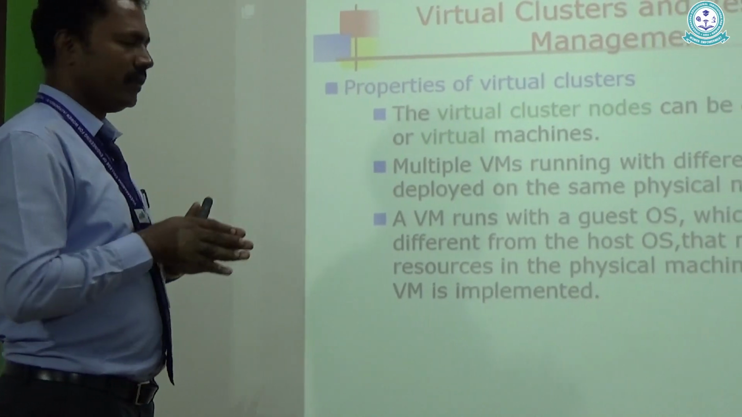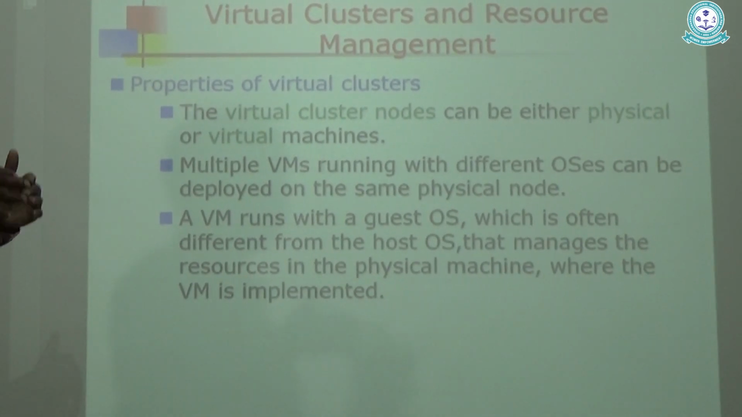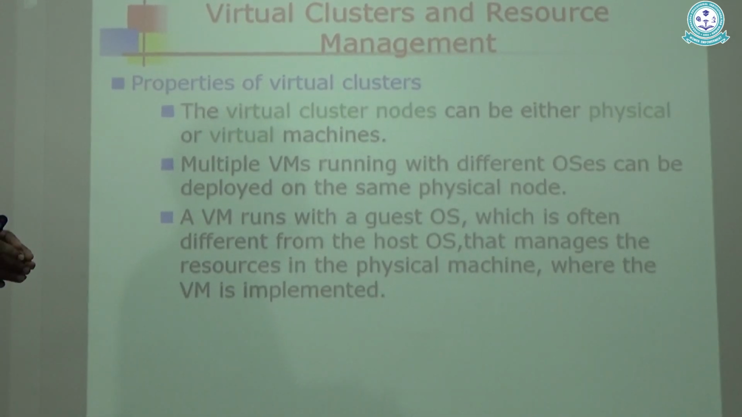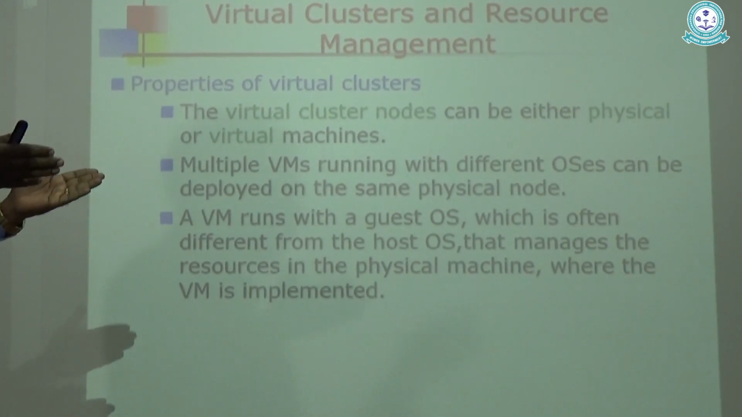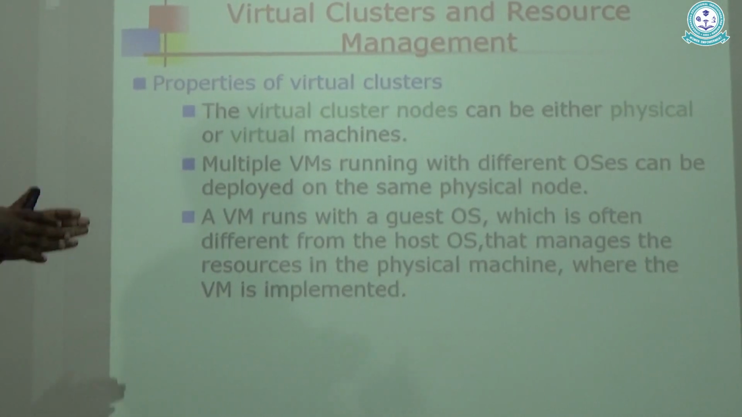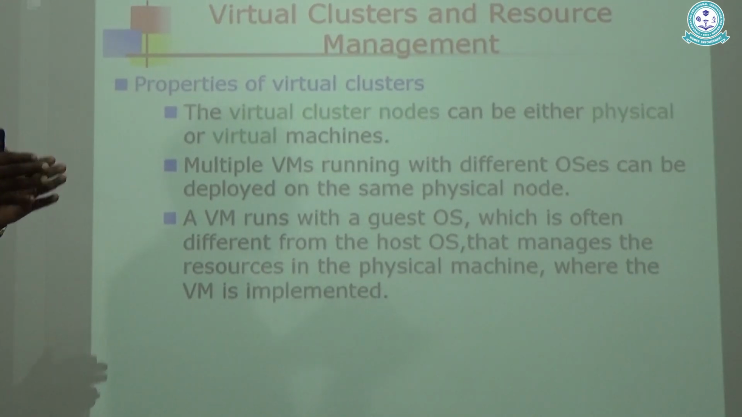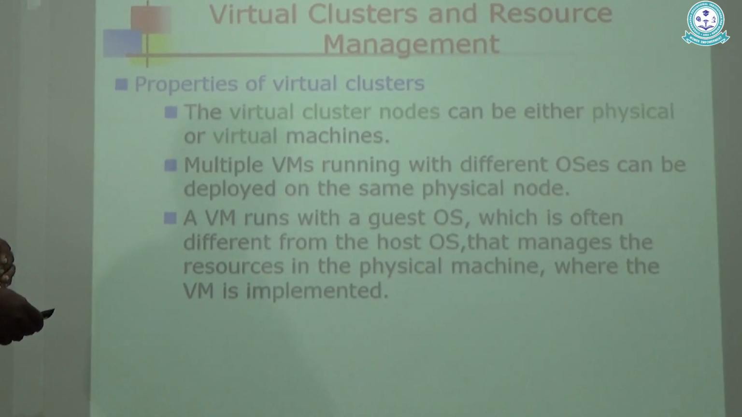And when we see the third property of virtual clusters, the virtual machine runs with a guest OS, which is often different from the host OS. So, for example, if the host OS is Windows, the guest OS can be different from Windows OS. That is, the guest OS can be Mac OS, like that. So in this case, the host OS manages resources in the physical machine, whereas guest OS is not managing the resources in the physical machine. So in this way, the virtual clusters are structured.